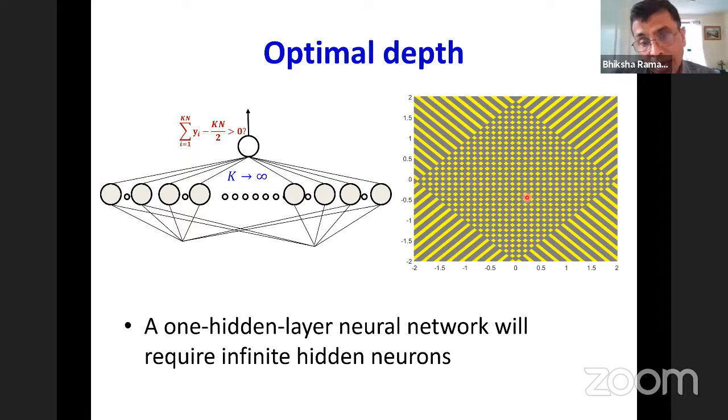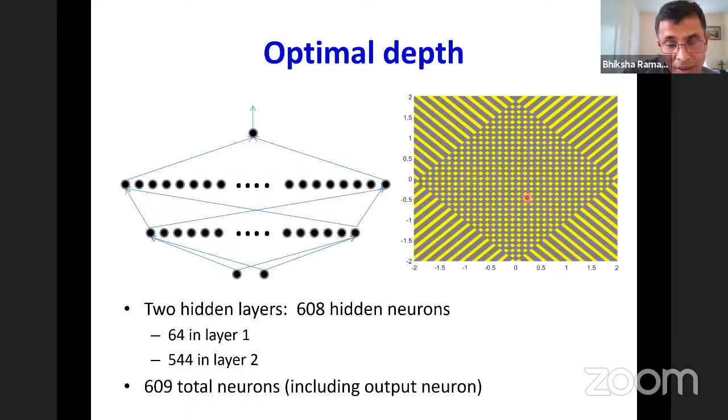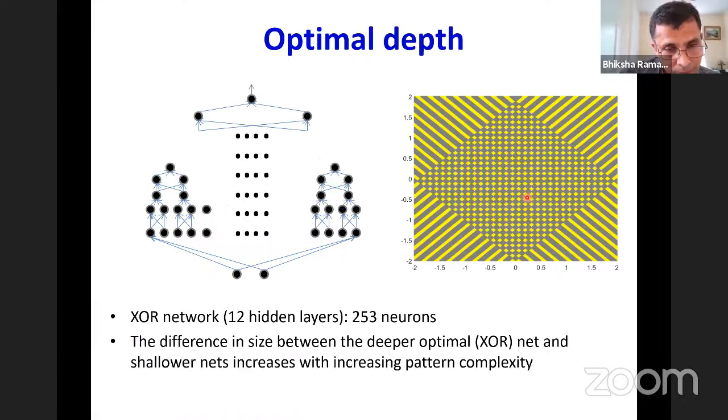So suppose I were looking at this particular structure, decision boundary. With 1 hidden layer, I'm going to need infinite neurons. But this decision boundary is composed of 64 lines. So I will need 64 neurons in the first layer. And then there are 544 boxes, yellow boxes. So I'm going to need 544 neurons in the second layer. And so including the output neuron, I need 609 total neurons.